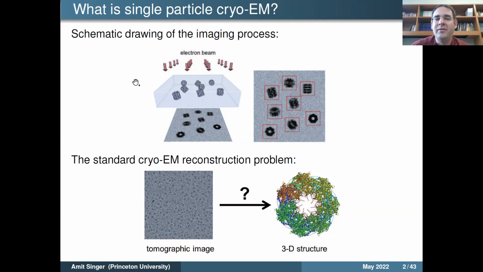And on top of that, there is an issue of a very high level of noise due to radiation damage. As the electron beam goes through the molecules, it basically breaks down the chemical bonds that make the molecule. So there is a maximum dose allowed if you really want to get fine details of the molecule. And this renders the images very noisy, and I'll show you real images on the next slide. So the standard cryo-EM reconstruction problem is how to go from multiple tomographic images that look like this and predict the 3D structure.